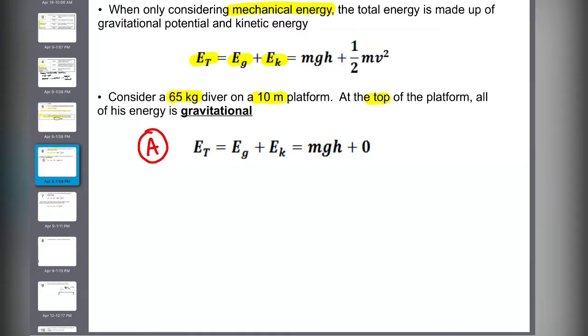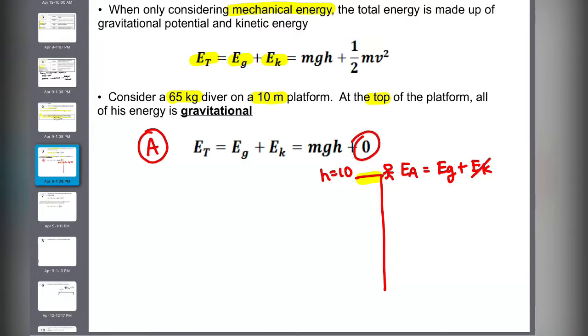So at this point, we've got this person. This platform is 10 meters tall, so he's at a height of 10. We call this EA, the total energy at A. It is going to be composed of gravitational and kinetic energy. Because he's just standing there, your kinetic energy is 0. That's where this came from. That's why they're saying at the top of the platform, it's all gravitational potential.